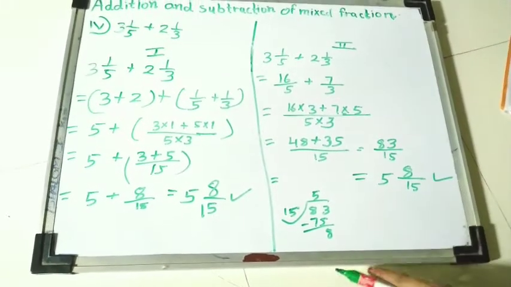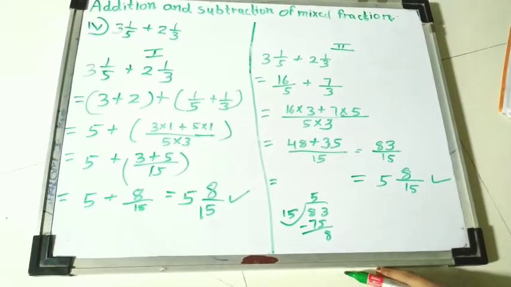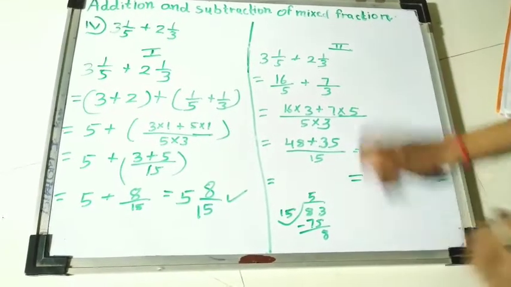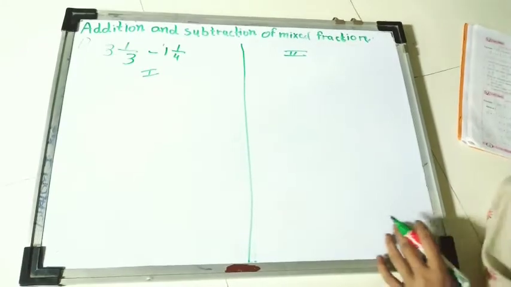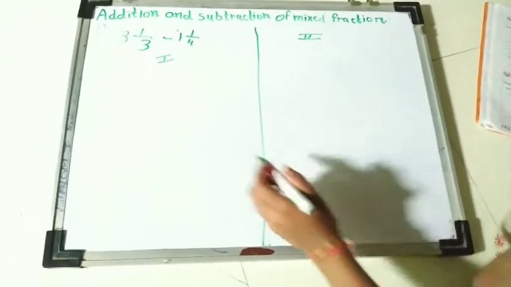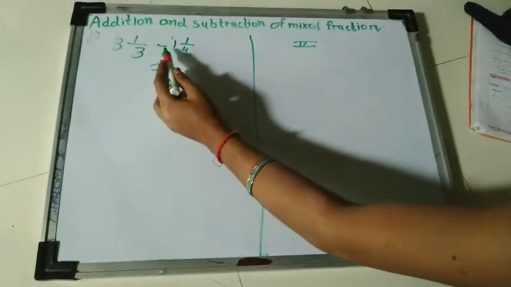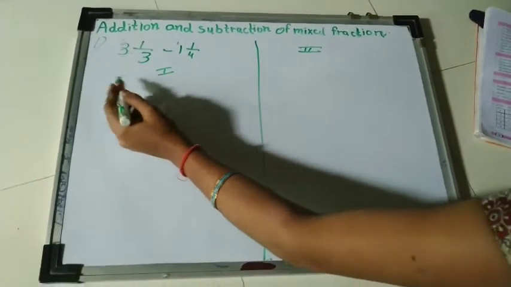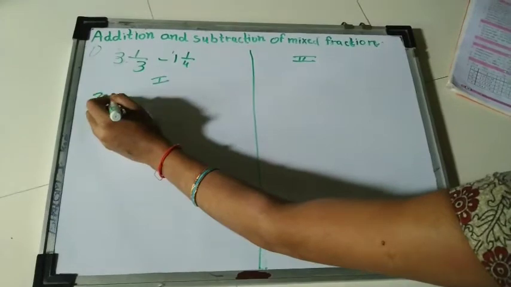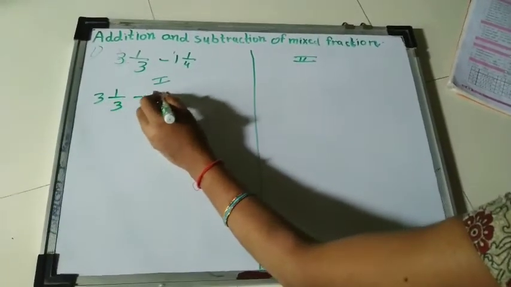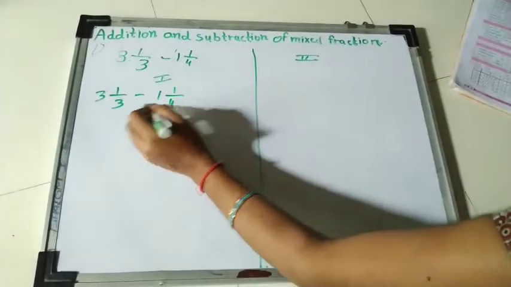Now next question is subtraction. You subtract mixed fractions just like addition. How to write? Question number 1 is 3 upon 1 by 3 minus 1 upon 1 by 4. At first what do you do? You write the question, 3 upon 1 by 3 minus 1 upon 1 by 4.